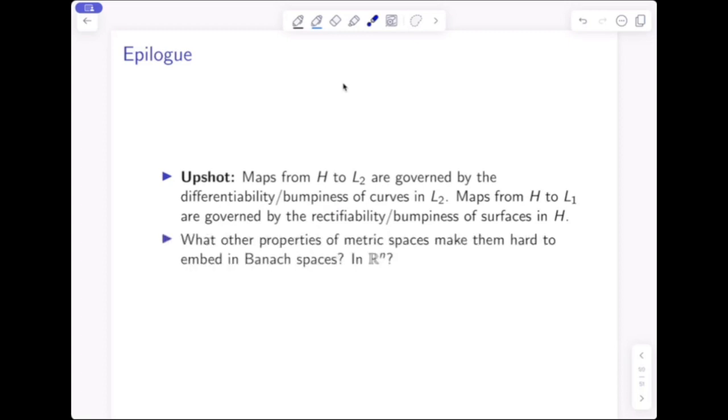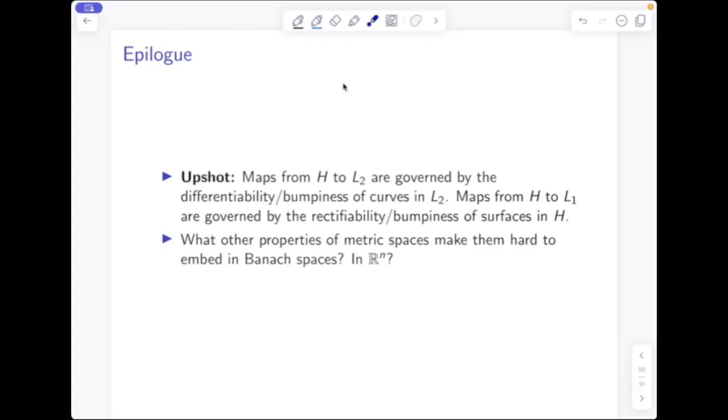Ultimately, what this tells us is that this noncommutativity in the Heisenberg group has geometric implications. It's hard to embed the Heisenberg group into Banach spaces because the Heisenberg group is noncommutative and Banach spaces are vector spaces, which are commutative. And so you can ask, what other simple metric spaces are hard to embed in Banach space or hard to embed in Rn. So that's essentially what I wanted to talk about today.